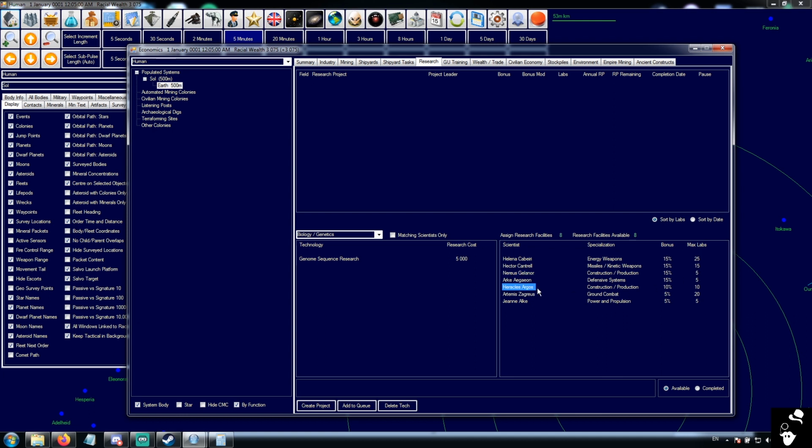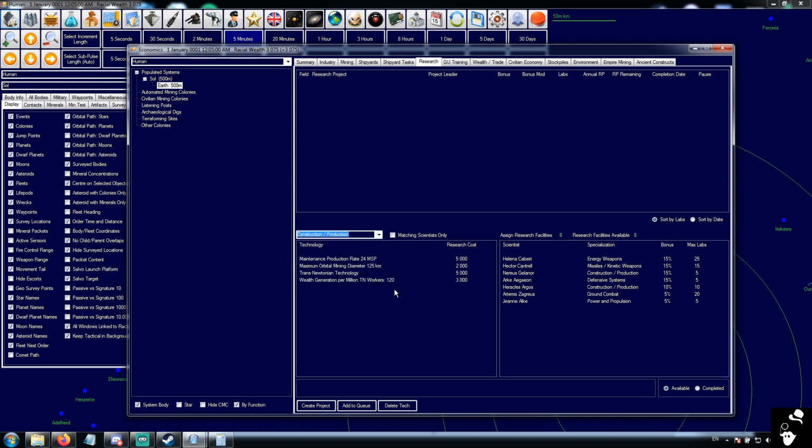So, for example, Heracles Argos here is in the same specialization as Nereus Galinor, construction and production. But even though he has a 5% smaller bonus, he can handle twice the labs. So if we had 10 labs that we could allocate in construction and production, we would want Heracles to be in charge, because even though his bonus is less, he can handle all 10 labs. But because we only have 8, then it might be worth doing some math to see who will actually give us more research points.